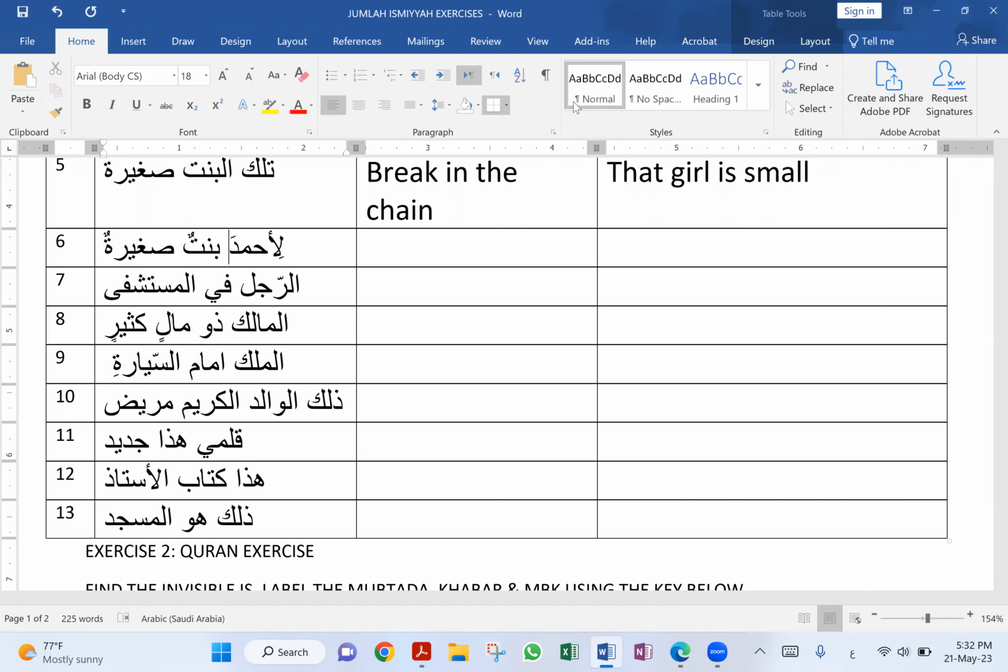So Ahmed is one of the partly flexible names. So we cannot say li Ahmadi, even though lam is a harf jar. So we're going to read it as li Ahmada bintun saghiratun. So what do you guys think? What is happening in this?